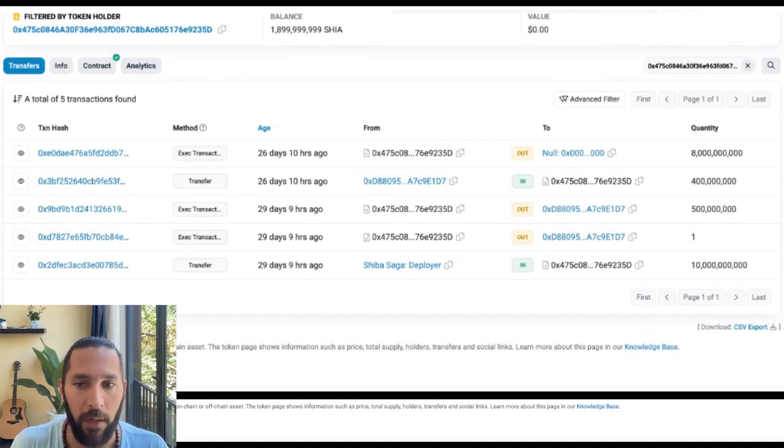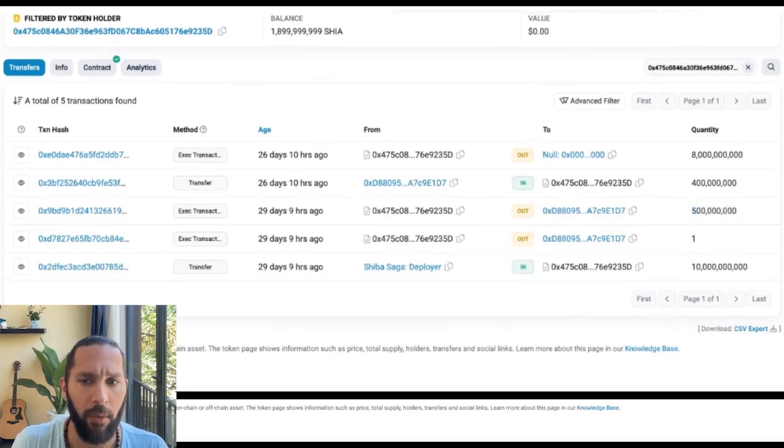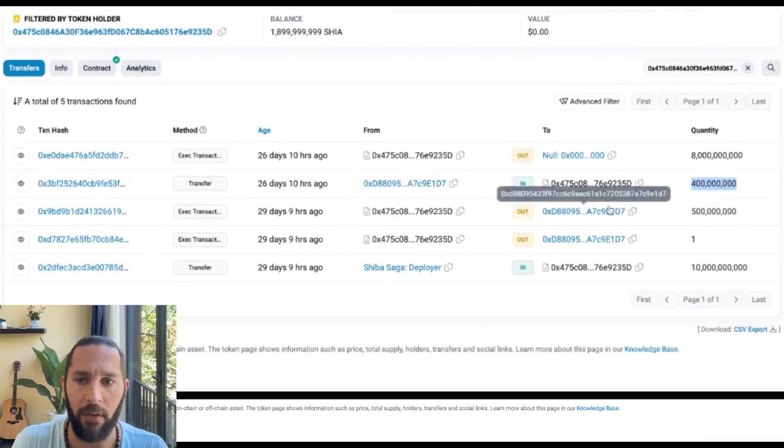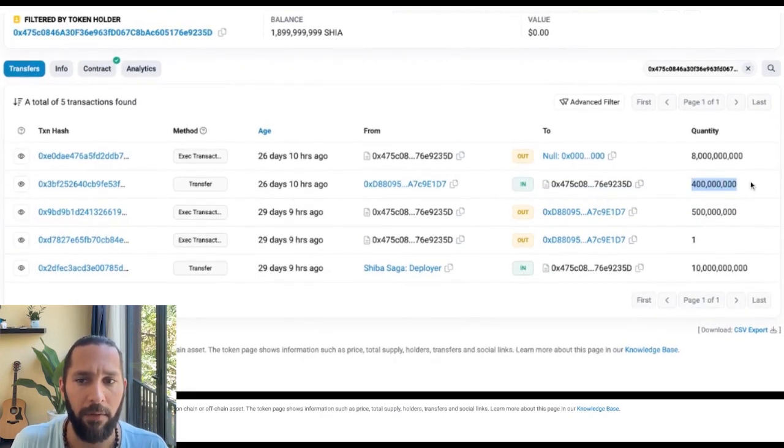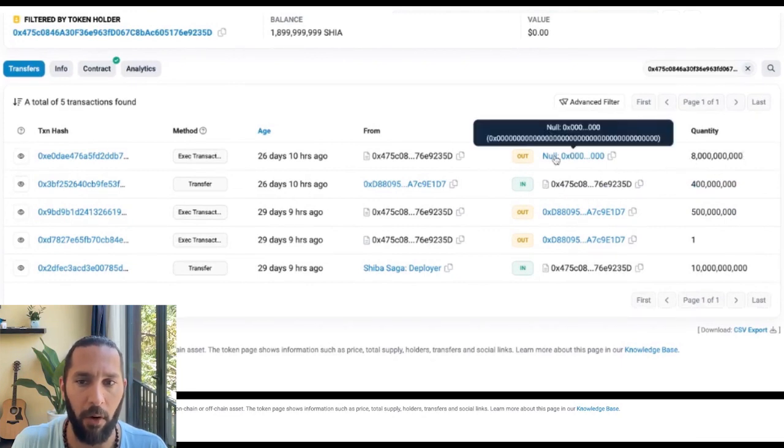Again, real quick, they minted 10 billion tokens, 5 times as many tokens as was marketed on their website, likely in investor documentation, etc. They sent 1 token test transaction to this wallet and then soon followed it with 500 million tokens. 400 million tokens came back from that same wallet a few days later. And then we've got 8 billion tokens being burned, sent to the Ethereum null address.